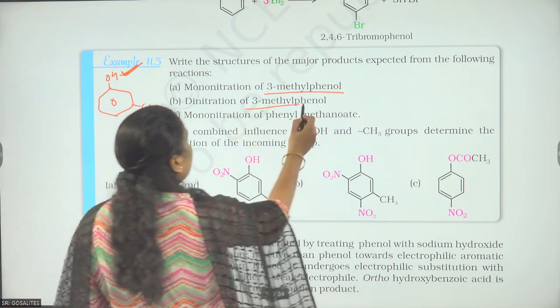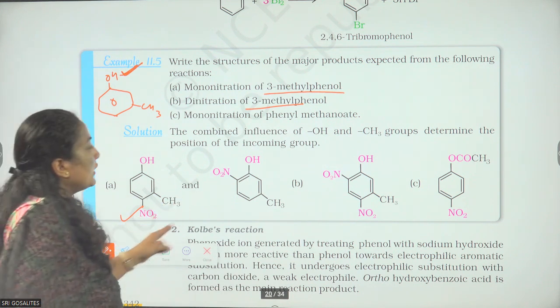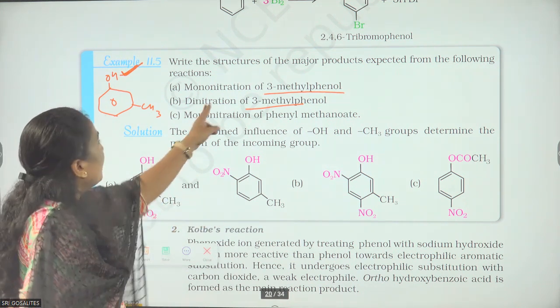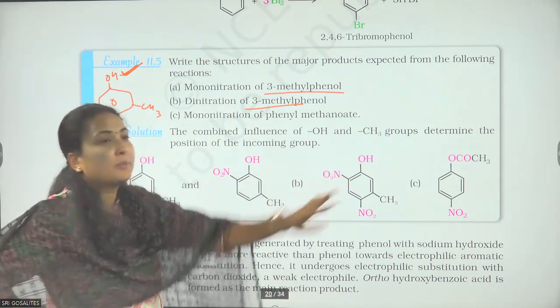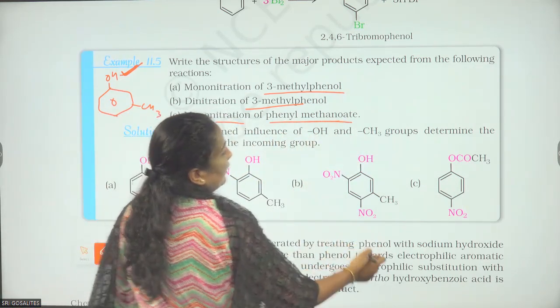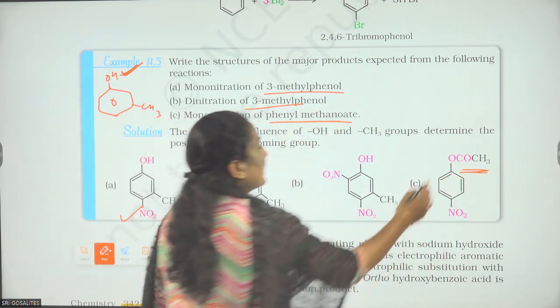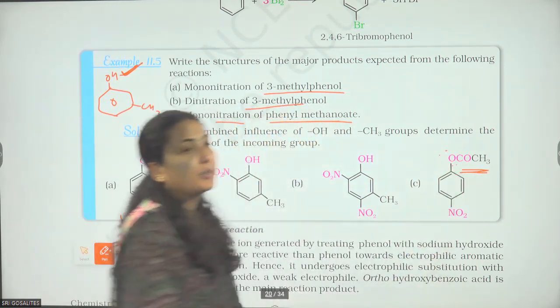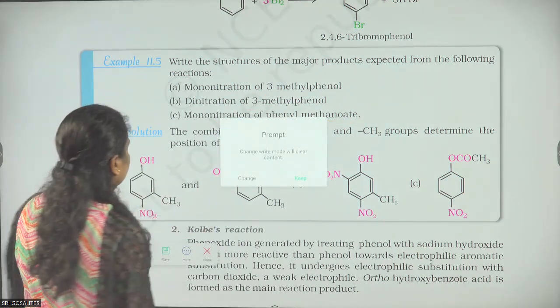Now dinitration of 3-methylphenol. Okay. For dinitration, they have given you both the ortho-para positions. If you have to do the dinitration of 3-methylphenol, again ortho-para positions it will be sending. Now the mononitration of phenyl methanoate. This is phenyl methanoate. Again, this is a +M group. So it will be sending it to the para position. Okay, so do remember that.